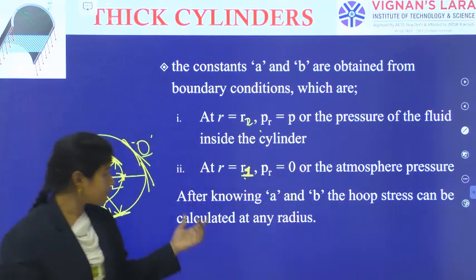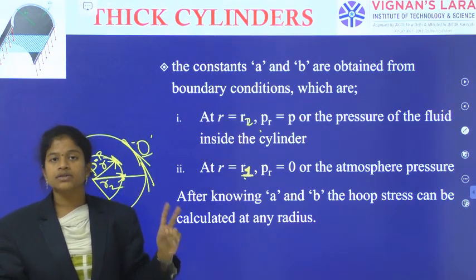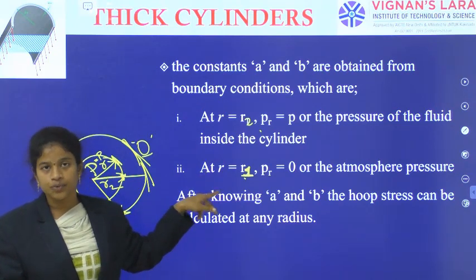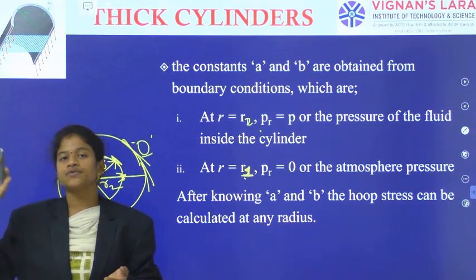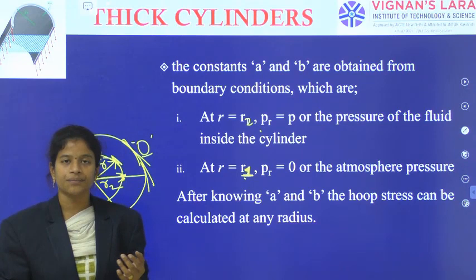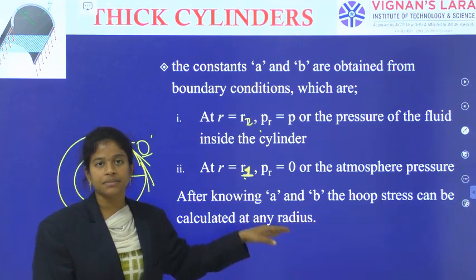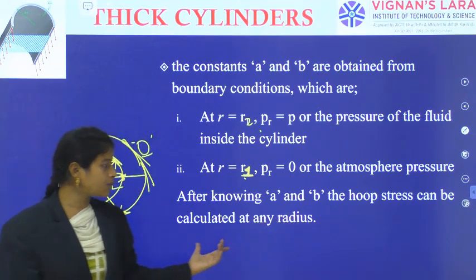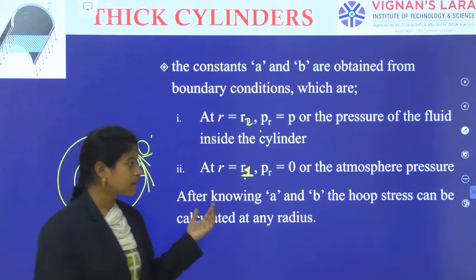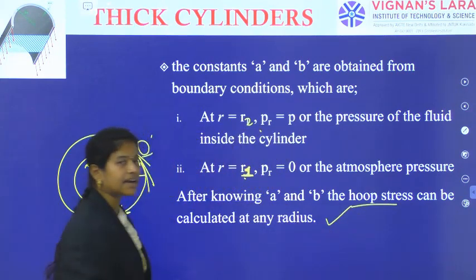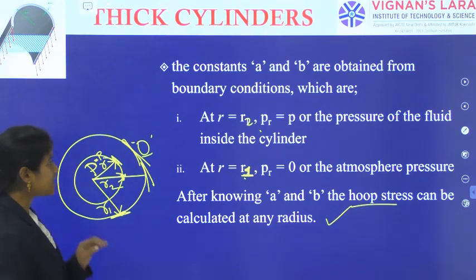atmospheric pressure. So using these two boundary conditions we can find the two unknowns A and B: inside radial pressure is equal to fluid pressure, outside radial pressure is equal to atmospheric pressure or 0 or whatever pressure they are giving. Using the radial pressure values as the reference, you can calculate A and B. With A and B known, we can calculate the hoop stress and the radial pressure at any radius using Lame's equations.